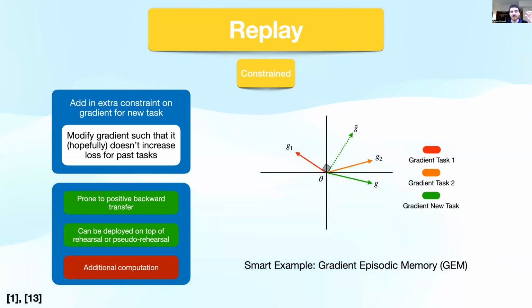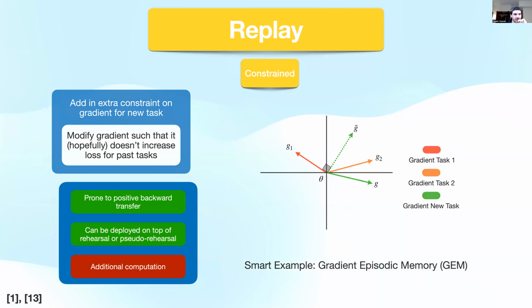And this actually means we have backwards transfer. If g is moving in the direction of g2, you might expect that training on the new task also helps with performance on the old task. So that's what you have here, but of course there's the additional problem of extra computational complexity, but it's not too bad.